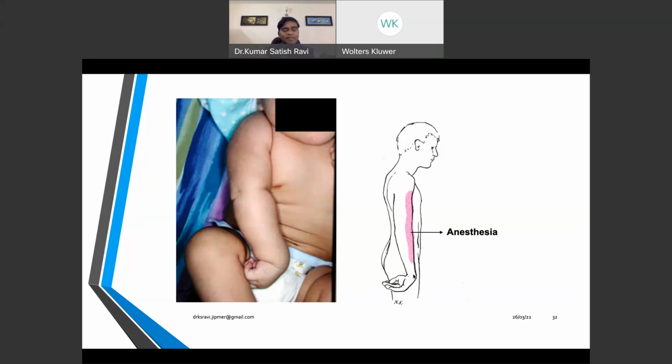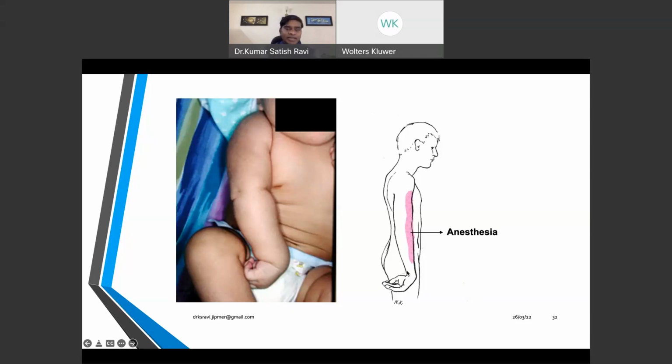So the loss will be the abduction, I repeat, the lateral rotation of the arm, and flexion and supination of the forearm will be lost. So the arms will be hanging by the side and it will be rotated medially. Forearm will be extended, you can see over here, and it will be pronated with the flexed fingers and wrist.